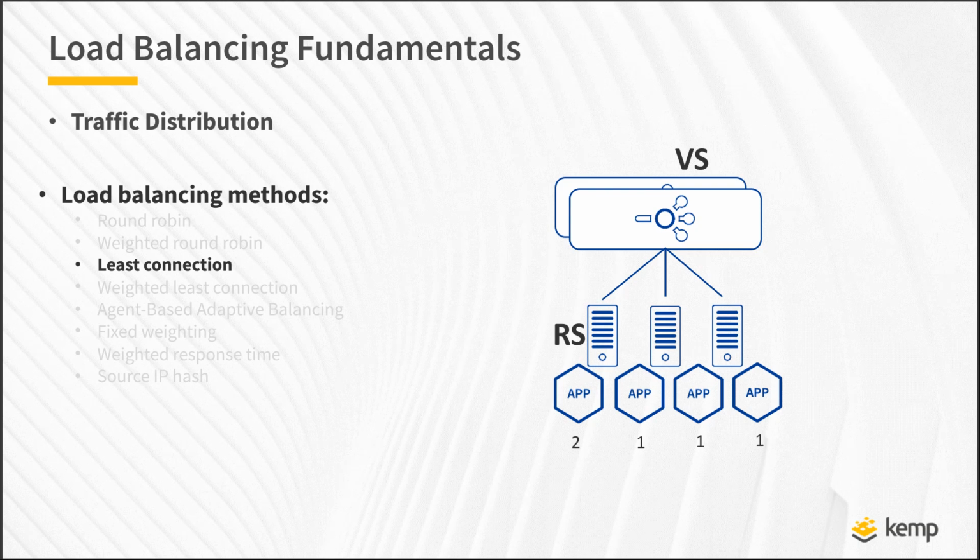1, 1, 1, 1, 2. So I've started, I have 5 connections. They've gone through 4 instances of the application, and the 5th one goes to the second one. During that time, I might have a situation where somebody stops using the application. So now there are 0 connections on that instance of the application.